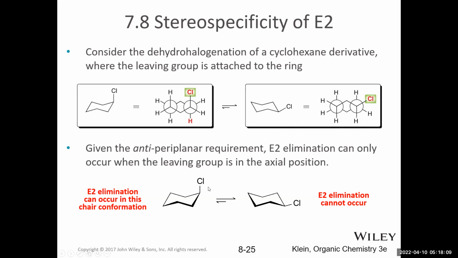So even though the equilibrium favors the more stable chair conformation, which places the chlorine in an equatorial position, the E2 reaction can only actually occur when the chlorine is in an axial position because of the requirement for anti-periplanar transition state. So again, when the chlorine is equatorial, there aren't any hydrogens that are anti to it that can be removed on the beta carbons. But those do exist when the chlorine is in an axial position.